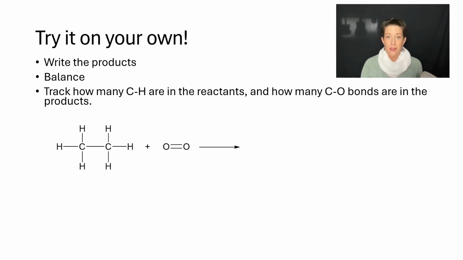Now try one oxidation reaction on your own. Write the products of this combustion reaction. You can look back at the previous one because it's always the same two products for a complete combustion reaction. And those are the only types of combustion we are going to focus on. You do need to balance these combustion reactions, so go back and practice how to balance them. If you notice in the previous problem with methane, we had our coefficients there already. Then track how many carbon-hydrogen bonds there are in the reactants and how many carbon-oxygen bonds are in the products. Pause the video, try this on your own.